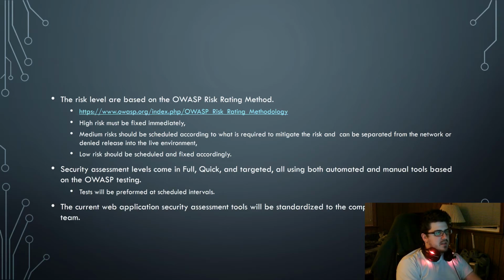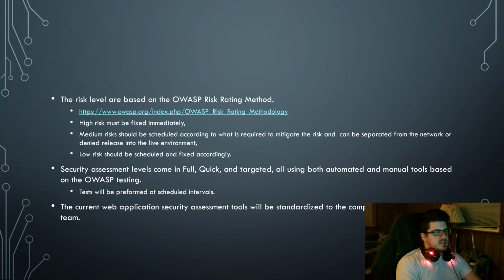Security assessments come in full, quick, and targeted, all using both automated and manual tools based on the OWASP testing. These tests will be performed at scheduled intervals, so you do a quick scan once a day or once a week, depending on how fast it is. If it takes 2 or 3 hours, you only need to click a button. If it needs to run overnight, you can do it overnight. A full scan can happen once a month on the weekend. And targeted, if you're suspicious about one piece of equipment, you do a targeted scan using OWASP testing.